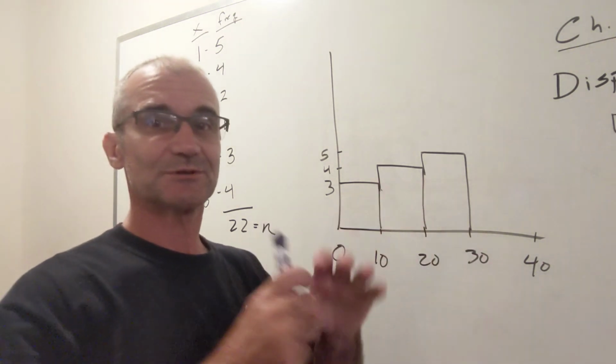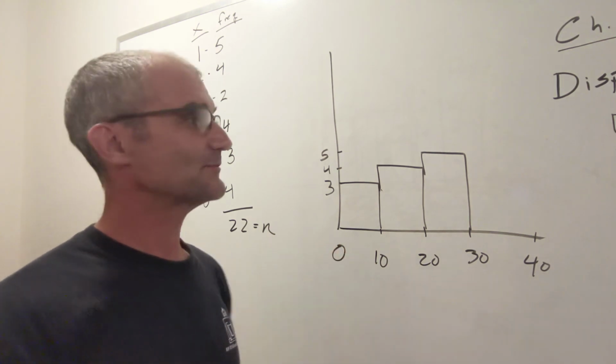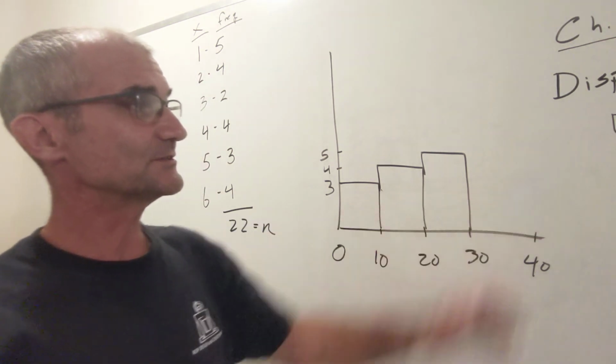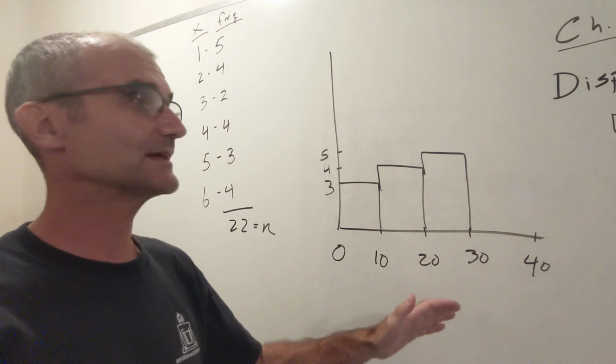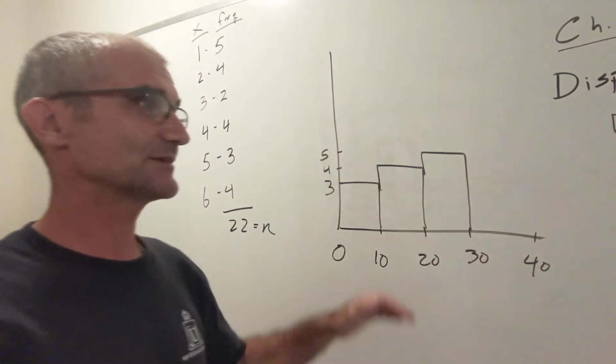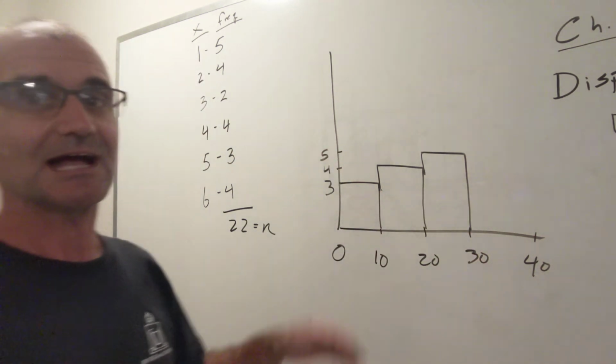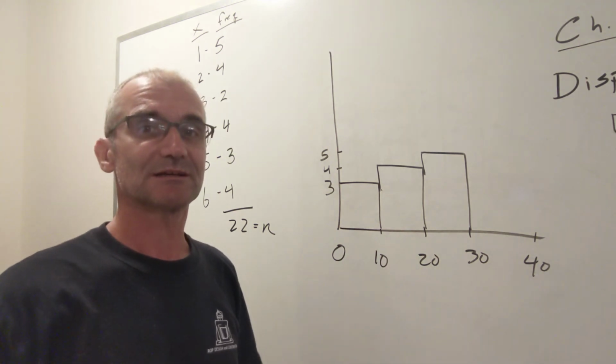A Venn diagram is where the circles overlap and you have sets overlapping. A bar graph is usually used when there's not numeric data, and a dot plot is kind of a visual representation of how often something occurs.